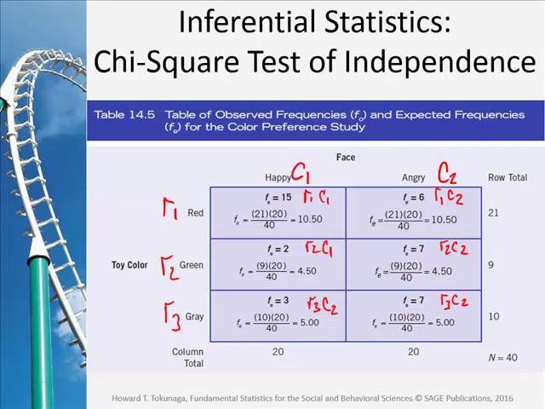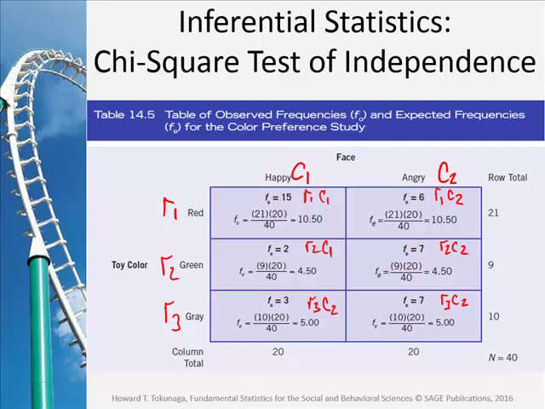The reason I say this is because how we're going to calculate our expected frequency depends upon what row and what column we're in. In order to calculate the expected, we're going to take the row total times the column total and divide that by the total number.